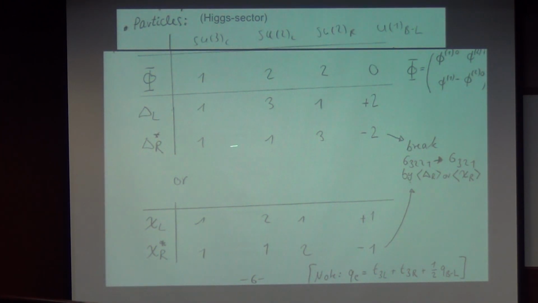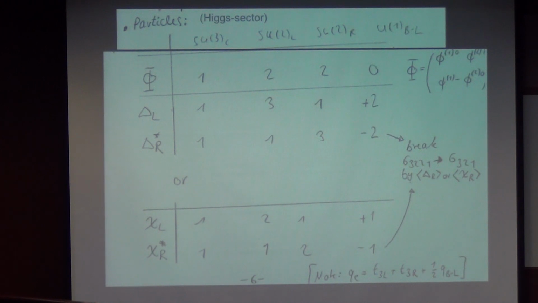delta right here. So this can do the breaking. Or you can have another doublet representation here, which is called chi R. And this can also do the breaking of the left-right symmetry group down to the standard model group if it gets a vacuum expectation value. And if you want to make the spectrum left-right symmetric, you will not only have some delta right, you will also have some kind of delta left, and here you have some chi left in addition to chi right.